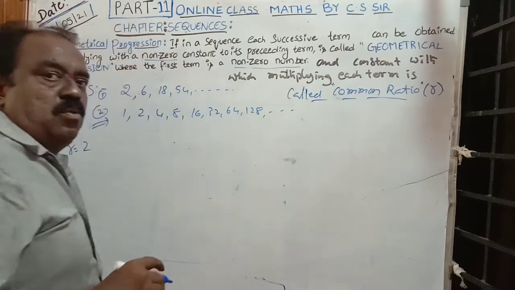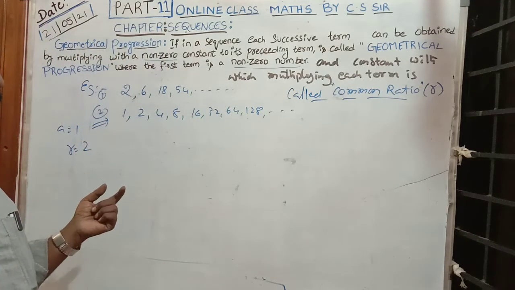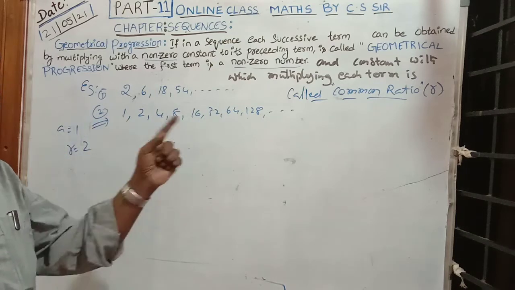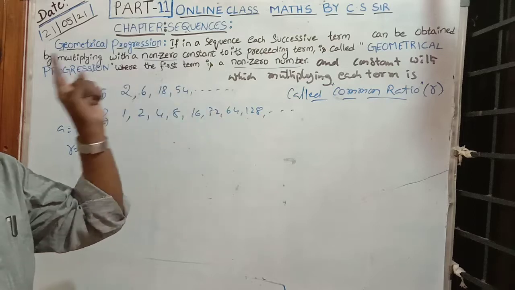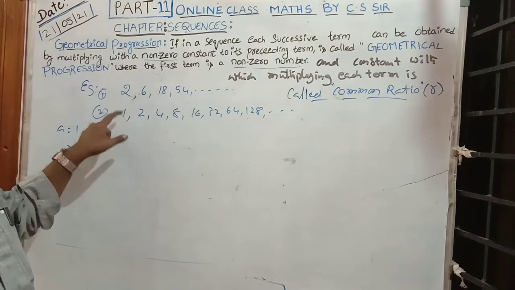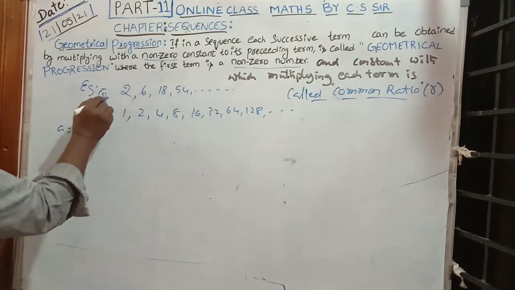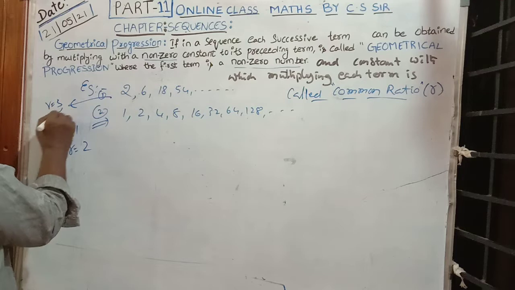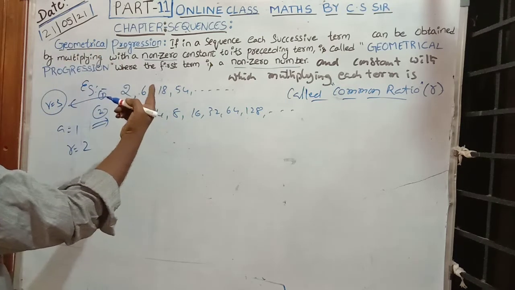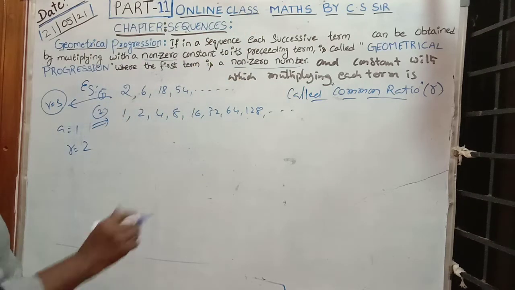In the arithmetic progression, each term can be added with a constant. That is the common difference, CD, or notation d. Here the common ratio, CR, is denoted with a small r. Take this example. Here also it is 2, with r equal to 3. 2 into 3 is 6, 6 into 3 is 18, 18 into 3 is 54. Like that it is going on.